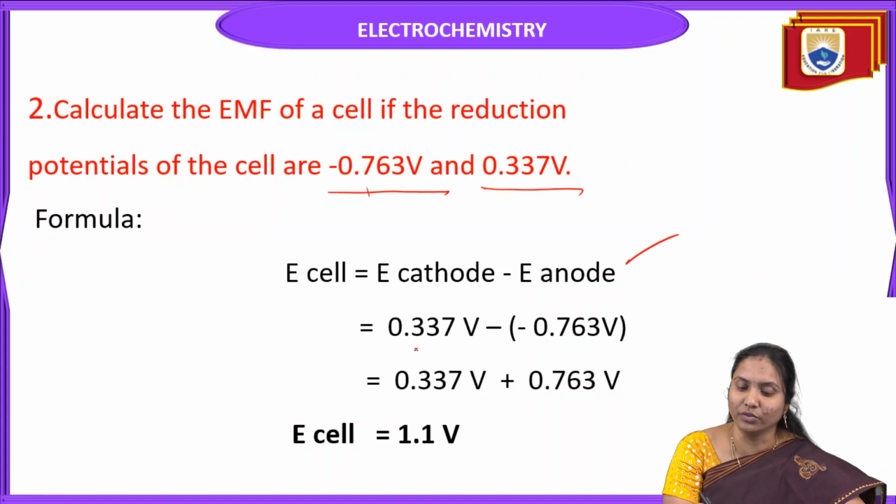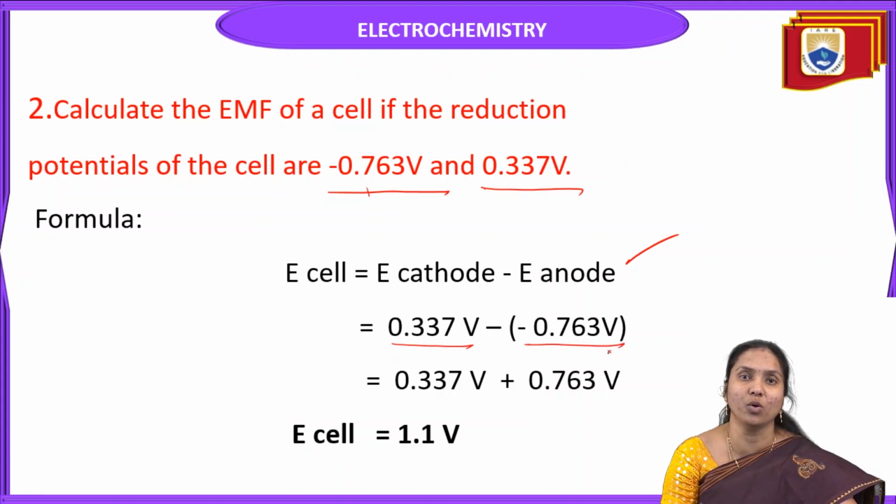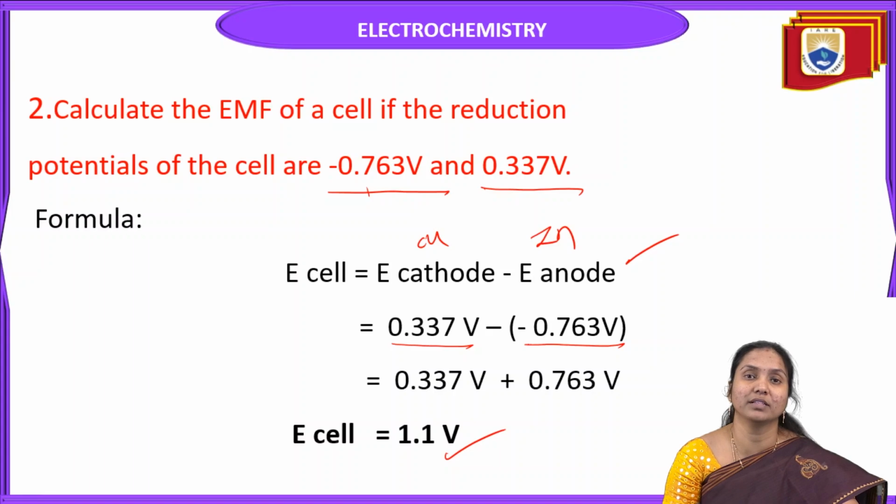Here the cathode is 0.337 volts and the anode is minus 0.763 volts. Substituting these two values in the formula, we finally get the EMF of the given cell as 1.1 volts. Generally, 0.337 is related to copper and minus 0.763 is related to zinc. So this is a zinc and copper electrochemical cell.